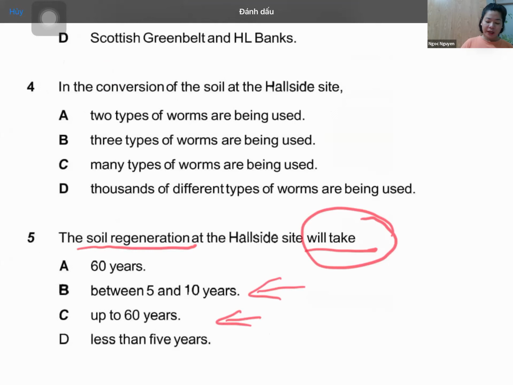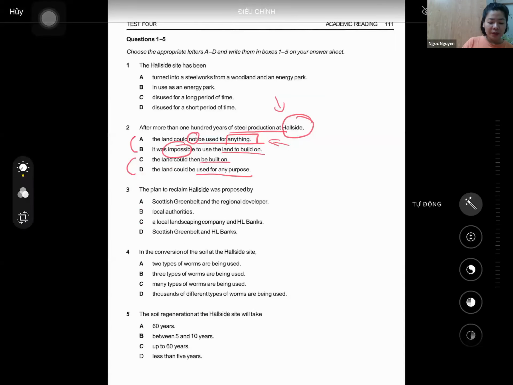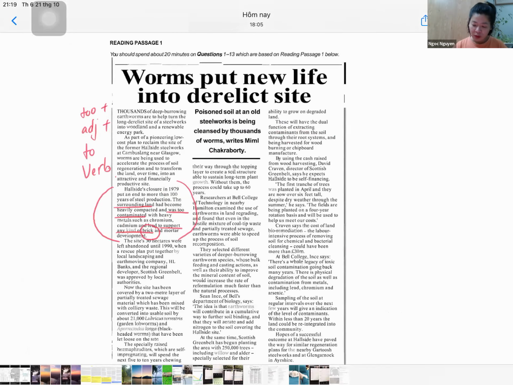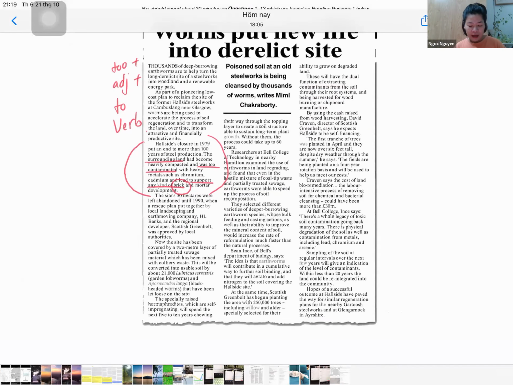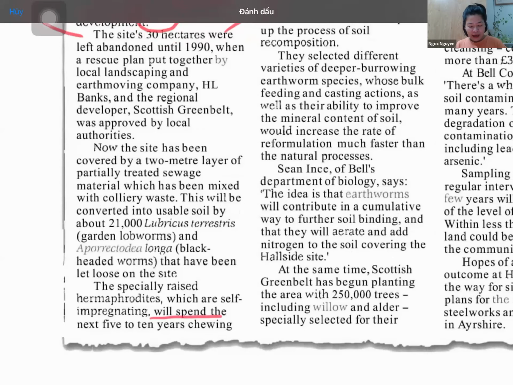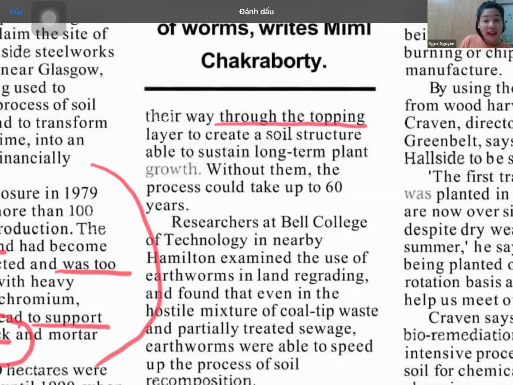Thì em sẽ nhìn thấy một chuyện nhá, là cái quá trình tái tạo đất ở khu vực này mà người ta lại dùng đến con giun á, thì em sẽ nhìn thấy như sau. Đó là, em nhìn nhá, đó là cái quá trình này này. Những con được thả vào đây sẽ dành khoảng là 5 cho đến 10 năm để nhai cái đất đó. Chewing their way through the topping layer, ở lớp nền, để tạo ra một cấu trúc đất mới. Đó, hỗ trợ cho việc phát triển dài lâu. Without them, the process could take up to 60 years.